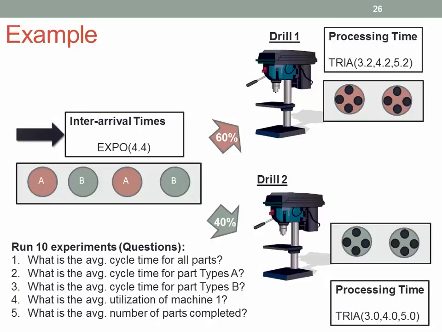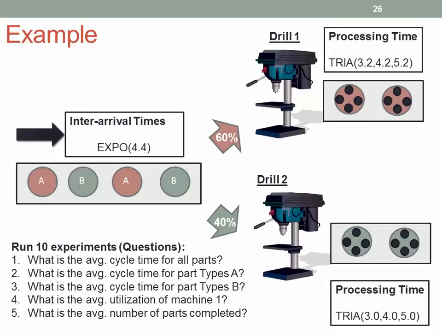Okay? We have the processing time for each one of these machines given in terms of a triangular distribution, and that is defined here and here. And using this information, we want to answer these questions. So we're going to run the experiment 10 times. Okay? And the answer is going to be stated in terms of the average of the 10 experiments.